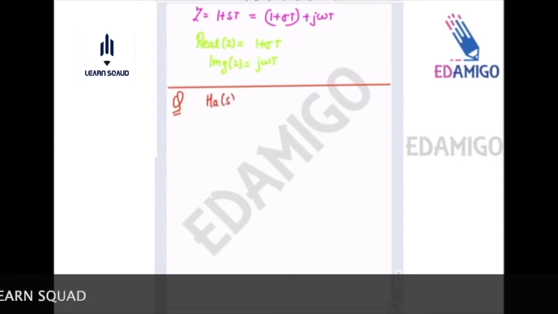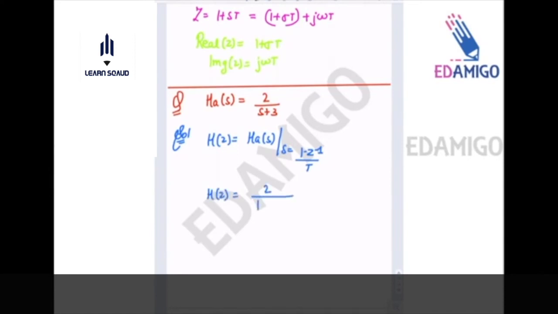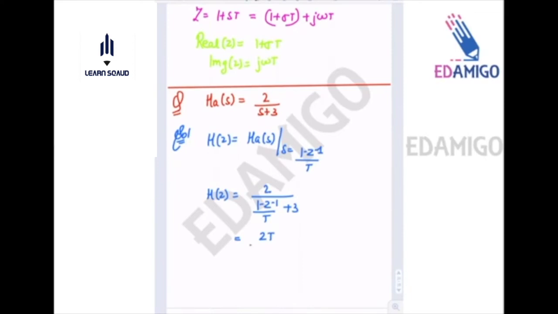So the question is, the analog filter transfer function is given as 2 upon s plus 3. We have to convert it into a digital filter using the backward difference method. So we know that H(z) is equal to H(s), where s is equal to 1 minus z inverse divided by capital T. So H(z) is equal to 2 upon (1 minus z inverse divided by capital T) plus 3. So we can solve this and get 2T upon 1 minus z inverse plus 3T.